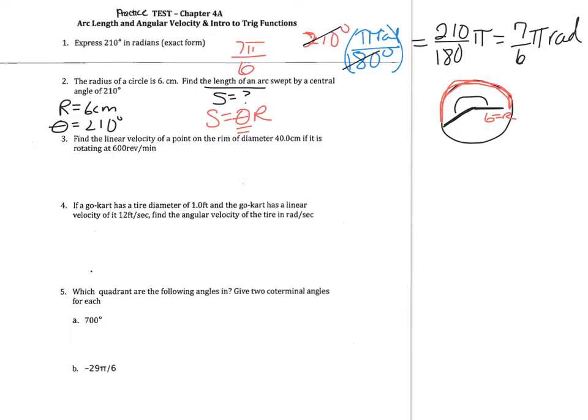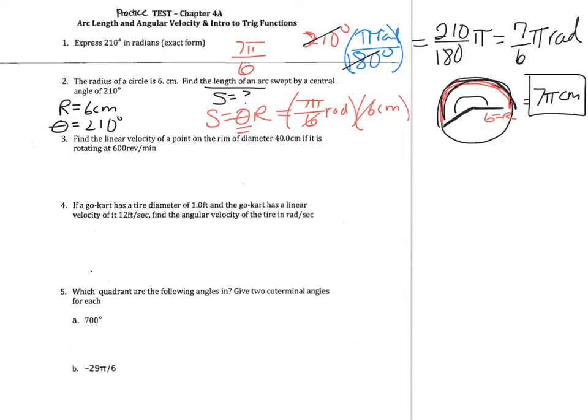So 210, well, we already know from problem 1 that 210 is 7 pi over 6 radians. That's the theta. And we're going to multiply that by 6 centimeters. So 6 is going to cancel when I multiply, 7 pi times 6 over 6. And I end up with an answer of 7 pi centimeters. That's the length of this arc around the circle.